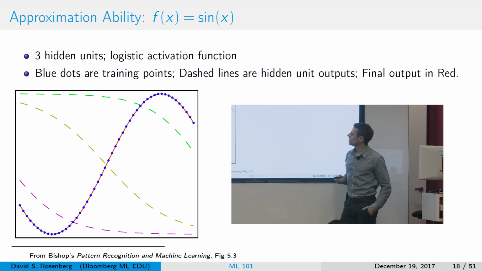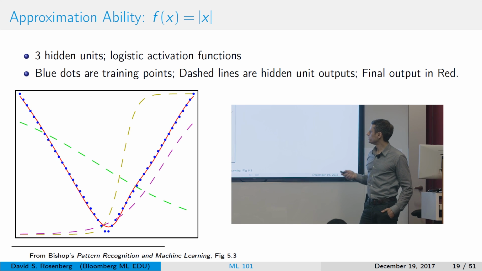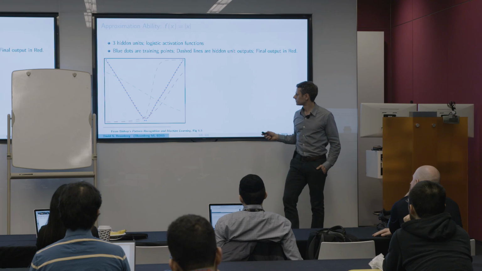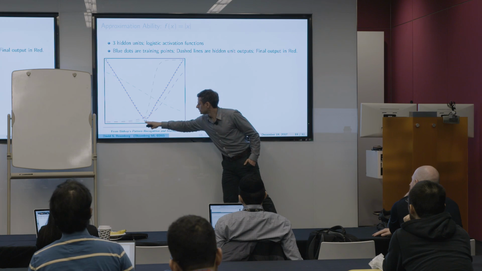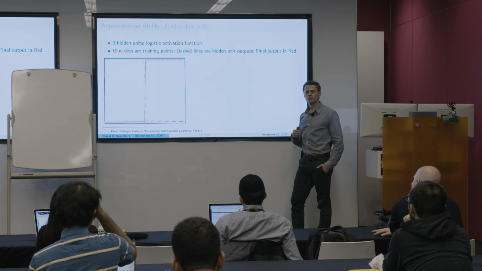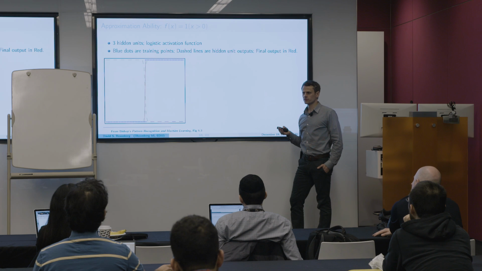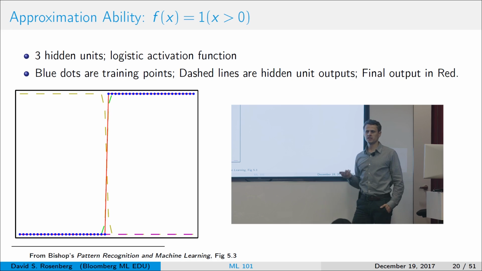All right. Here's a sine wave. Again, fits it perfectly with different basis functions. A V, pretty close. Misses it a little bit down there. Here's a step function, which it approximates pretty well. The point is that these can approximate functions quite well, and we only have 3 hidden nodes. So that's potentially an appealing feature.